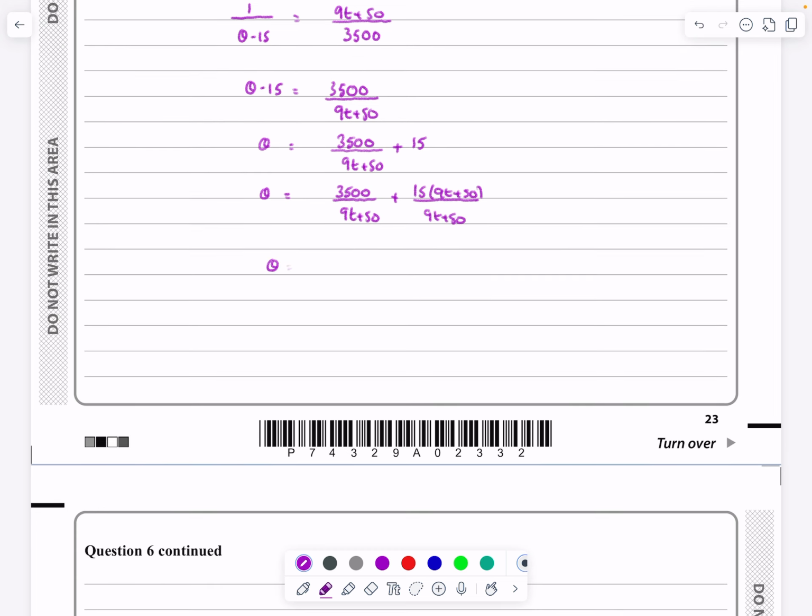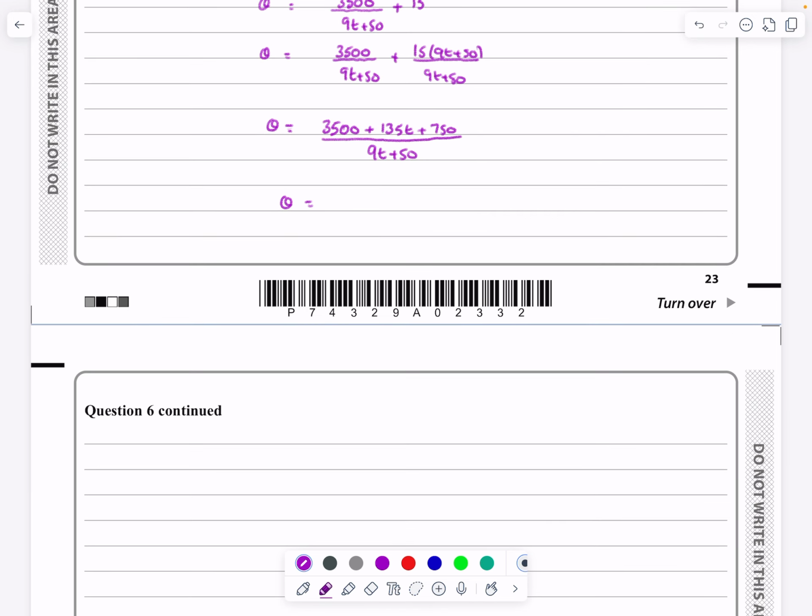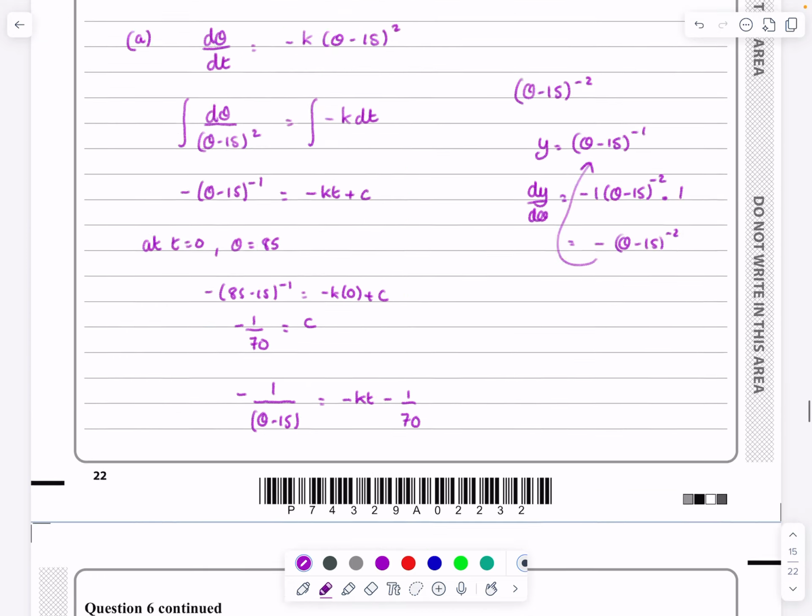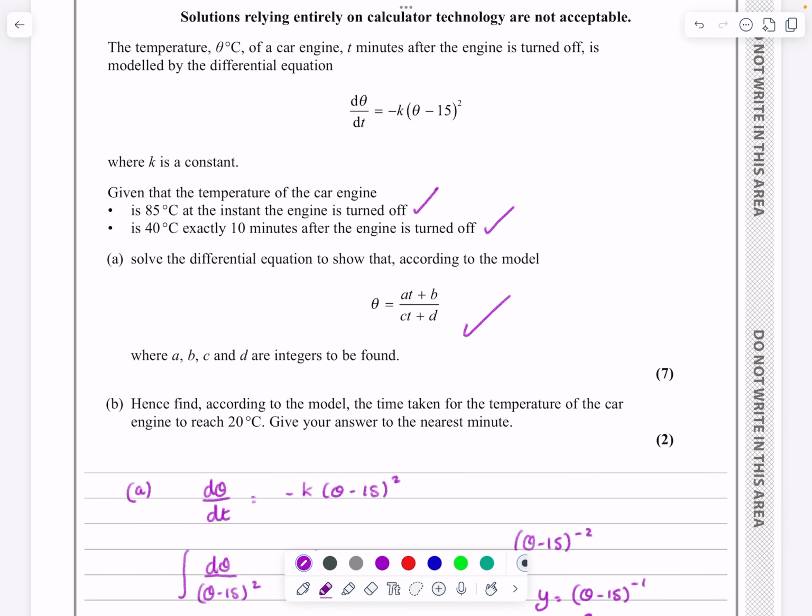That's going to work out to be theta is equal to 3,500 plus 135t there, plus 750, all over 9t plus 50, nearly there to the answer. Theta is going to be equal to, that works out to be 4,250 plus 135t all over 9t plus 50. And if we now go back and look at the original question, yeah, in the right sort of format that I wanted there for that one. So that's part A done.